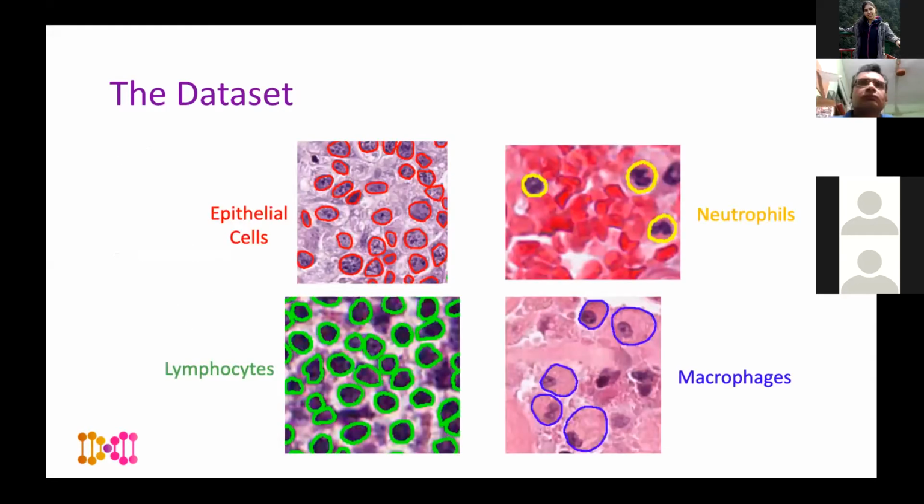We can see here some example images where the red borders surround the epithelial cells, where we can see some obvious texture. Then the yellow borders highlight the neutrophils, where we can see the multi-lobed appearance. The green borders show the lymphocytes, where we can see there's a relatively homogeneous appearance of the pixel intensities. And then the blue border shows the macrophages, where we are also required to delineate the cytoplasm.